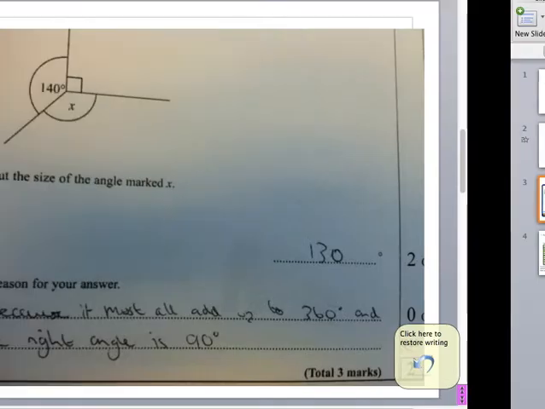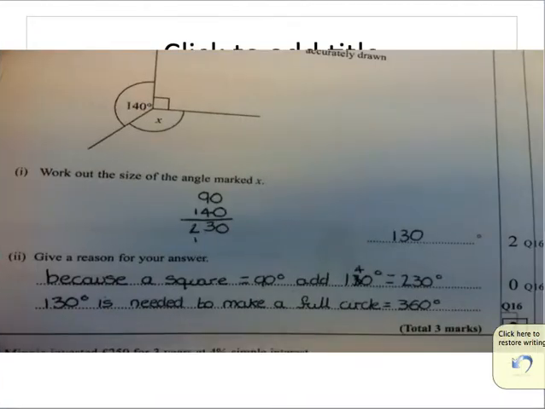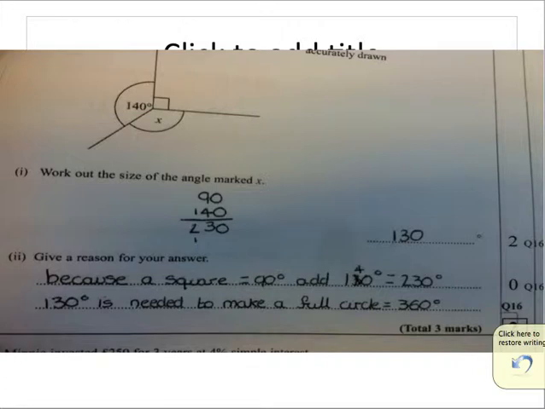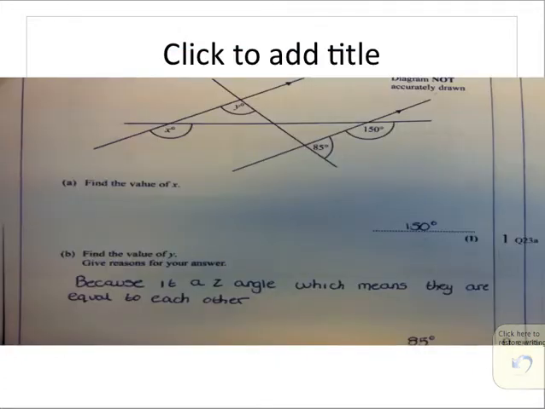In this question here, something that a lot of people have written is that angles need to make a full circle. Now it's not going to be a circle. You can't mention that there's 360 degrees in a circle. It has to be angles around a point equals 360 degrees. Now as you can tell, I think the next topic is going to be trial and improvement.